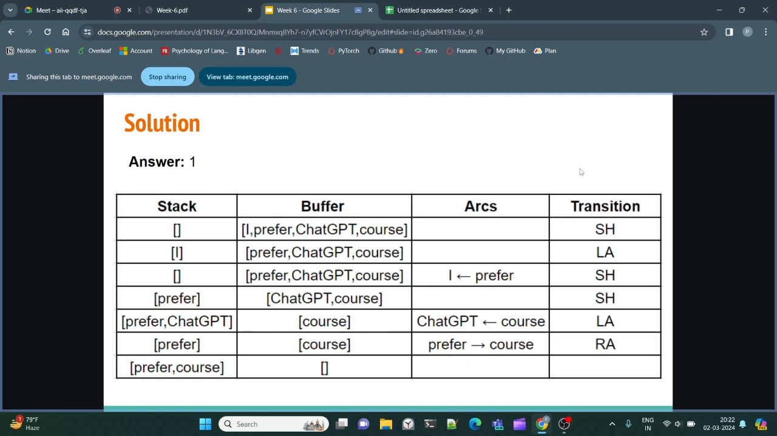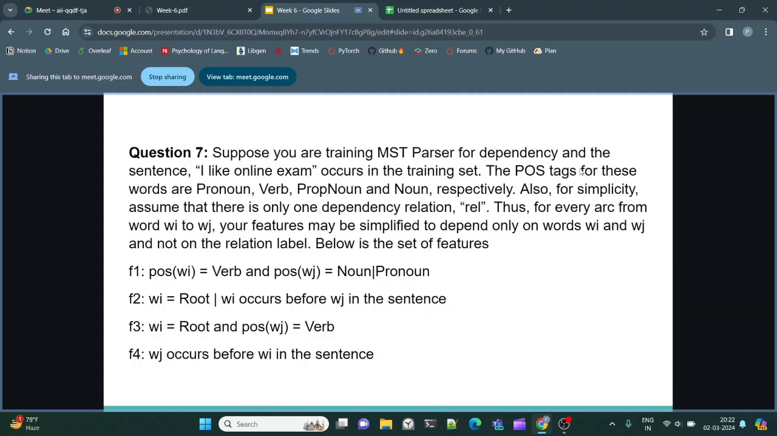Okay, let's discuss the next problem then. Here in this problem, we are doing the MST based parsing. We are given the sentence, I like online exam. Here the few tags are given. I is pronoun, like is verb, online is proper noun, and exam is noun. Also, for simplicity, we are assuming there is only one dependency relation, which is REL.